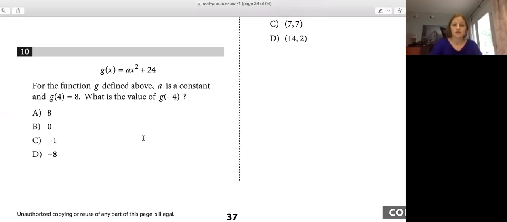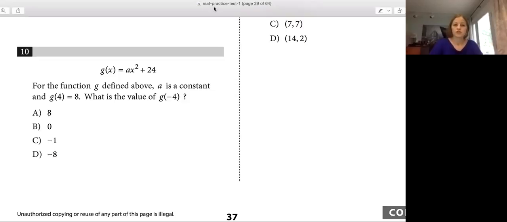So when we look at this, we see g of x equals ax squared plus 24. For the function g defined above, a is a constant and g of 4 equals 8. What is the value of g of negative 4? Again, as with most of these problems, there are two ways to go about this. One is you can solve the function and figure out what a equals. So remember, what's inside the parentheses is your x value. What it equals is your y value, or your g of x value.